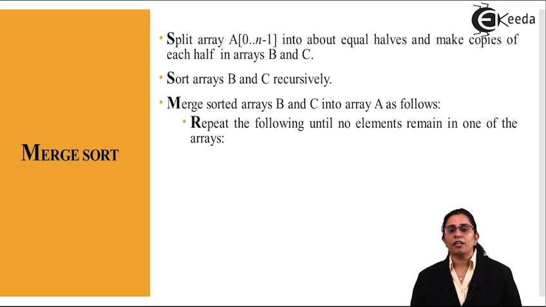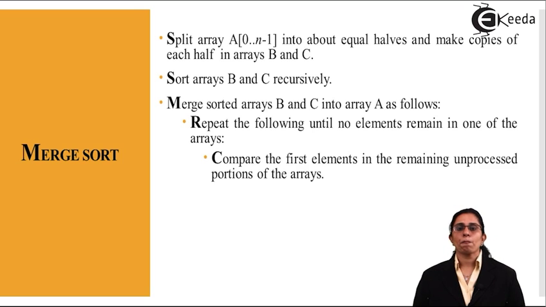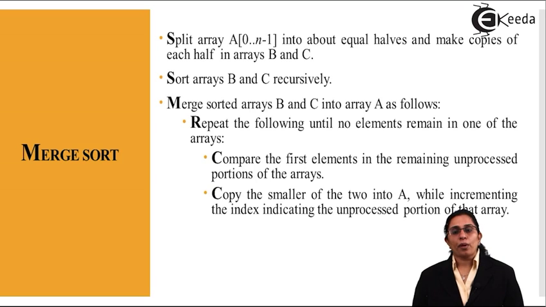Repeat the following until no elements remain in one of the arrays. That is, when we have split array A into two parts, B and C, and each sub problem gave me a definite solution, then when I am merging the two, not a single element should be left out in the arrays B and C. Compare the first element in the remaining unprocessed portions of the arrays. Now copy the smaller of the two into A.